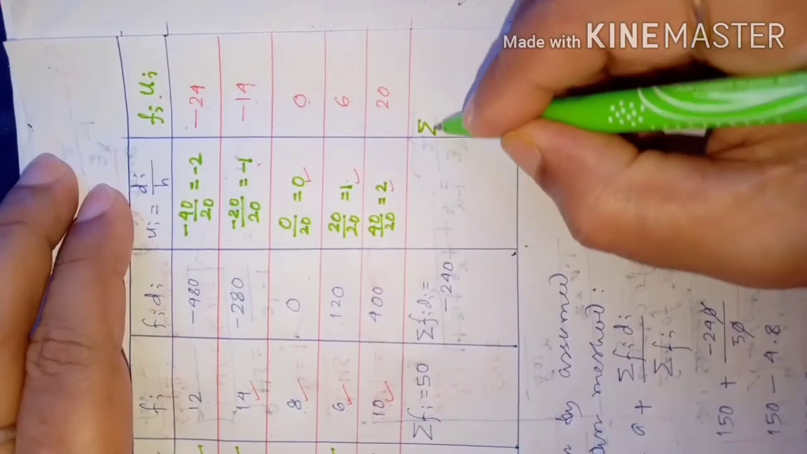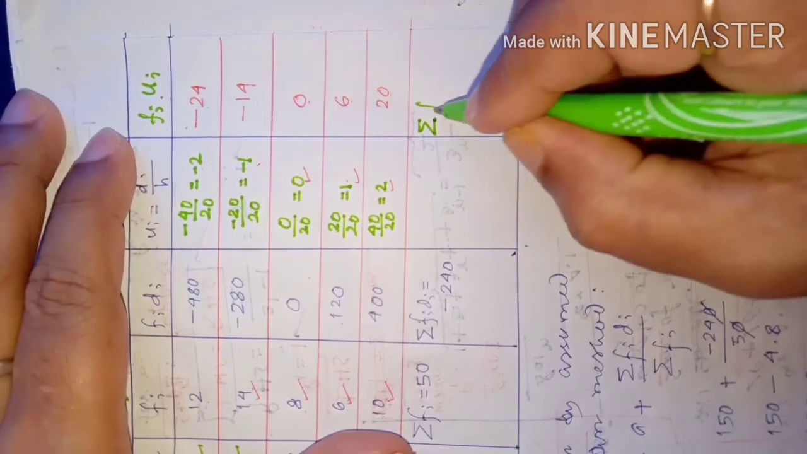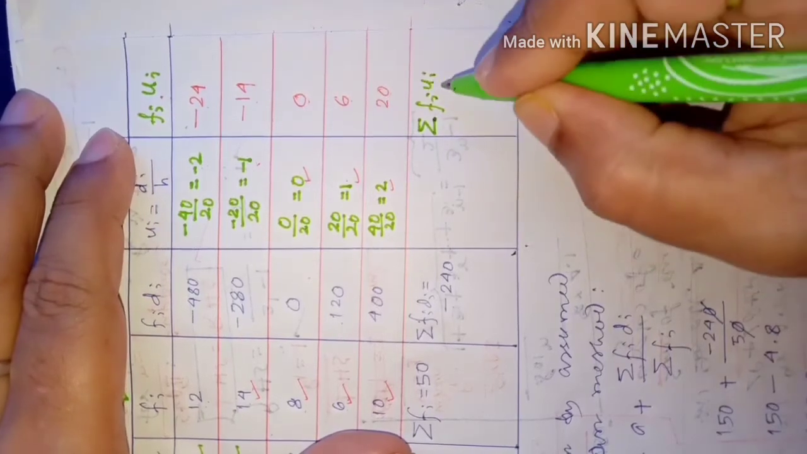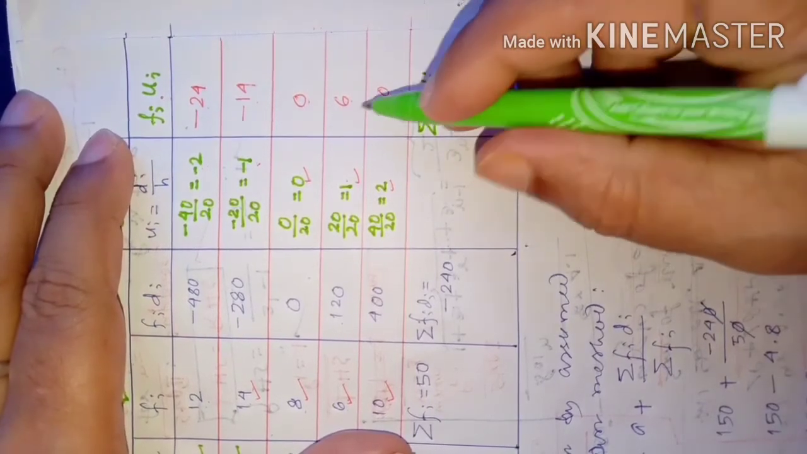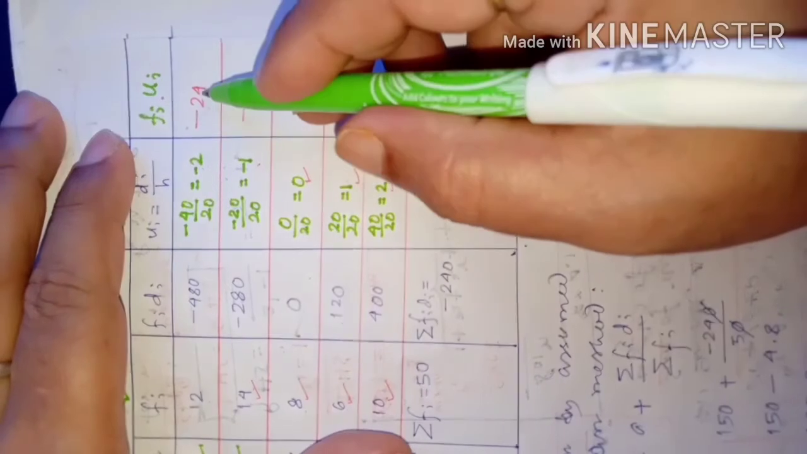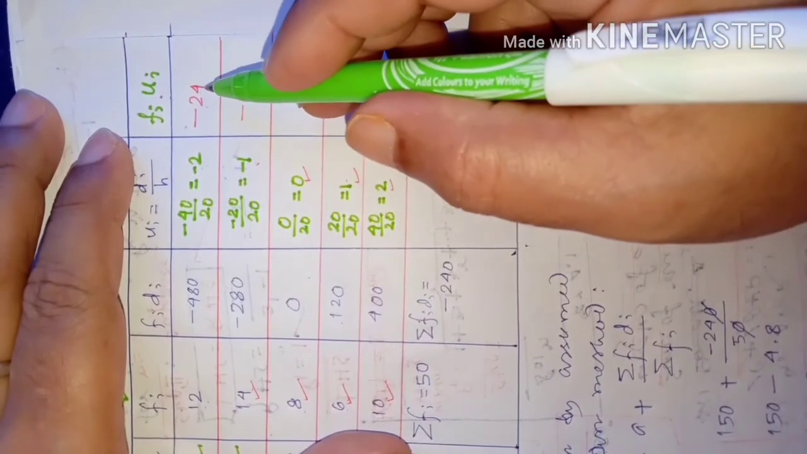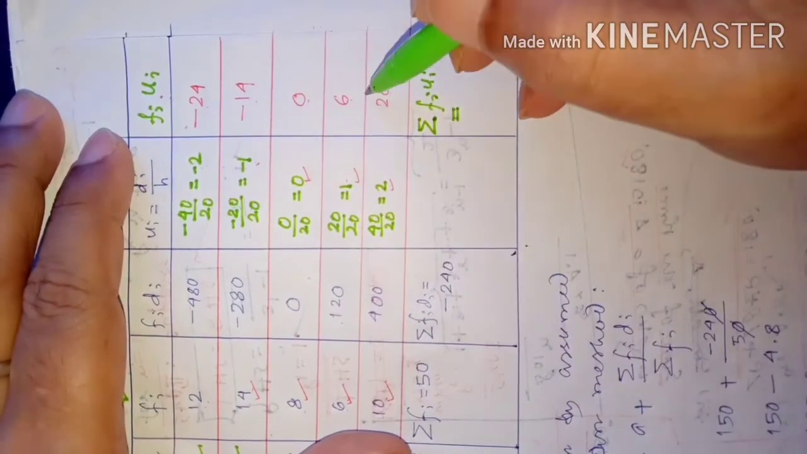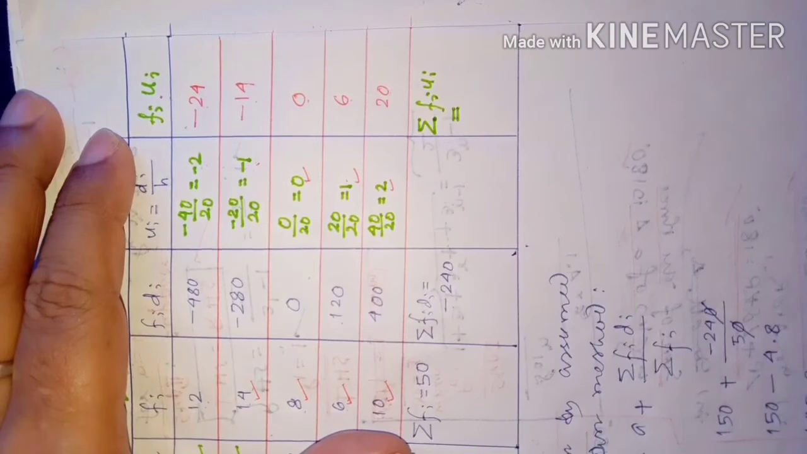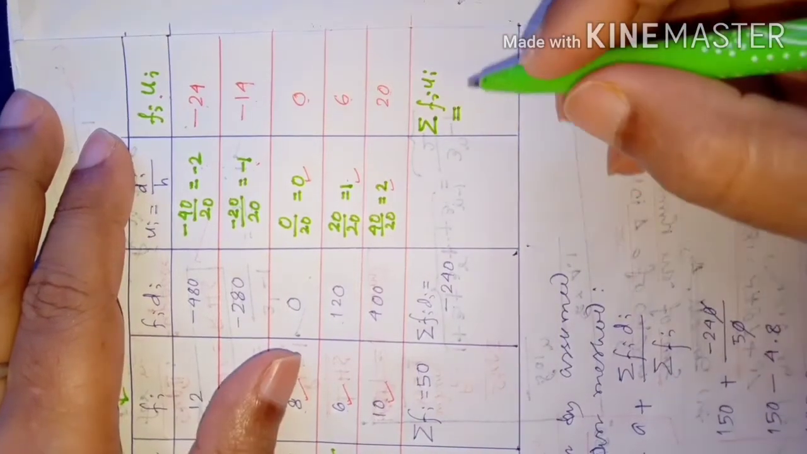Sigma means sum, total. Whose total? Sigma FiUi total. That is equal to add 20 plus 6, 26. 14 and 24, if you add, it will be 38. Then from 38 subtract this 26. What will be the result? So this will be minus 12.